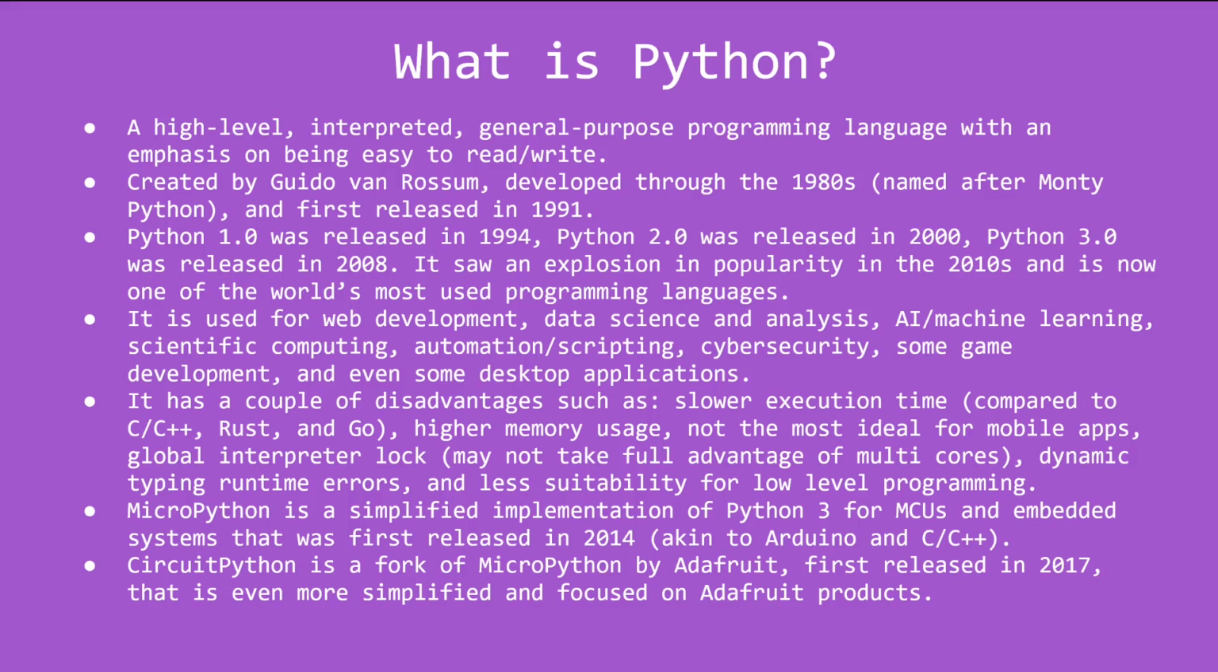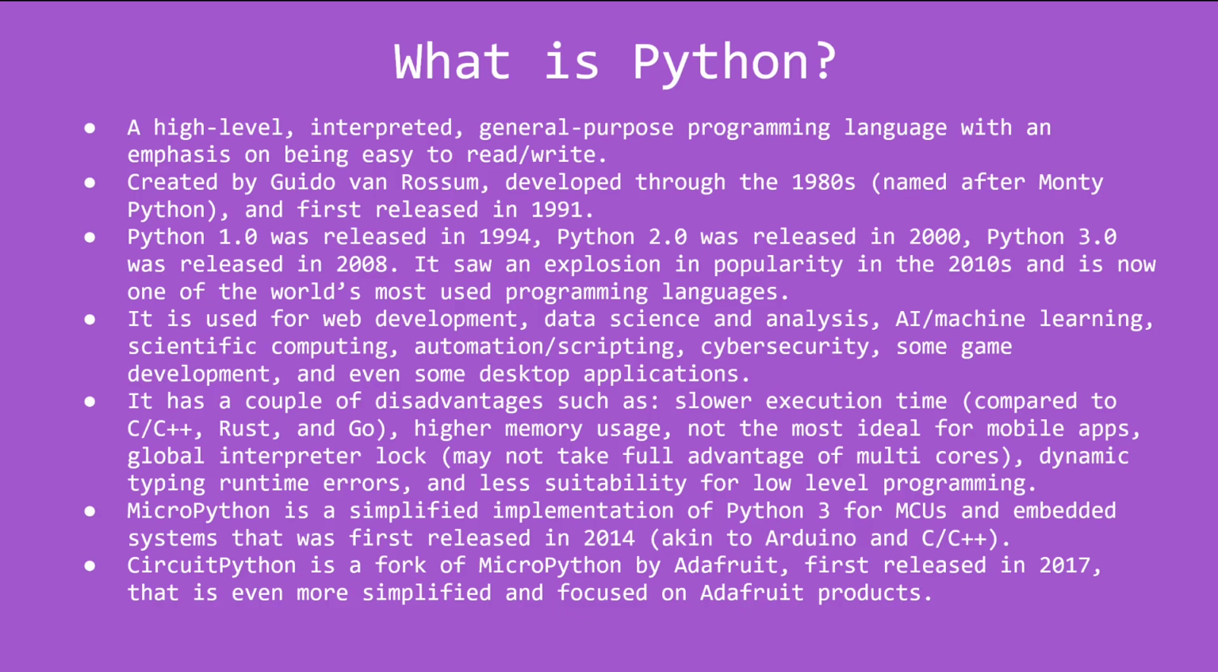So, what is Python exactly? Well, it's a high level, interpreted, general purpose programming language with a real emphasis on being able to easily read and write. It was created by Guido van Rossum, developed through the 1980s. It was actually named after Monty Python, and it was finally released in 1991.